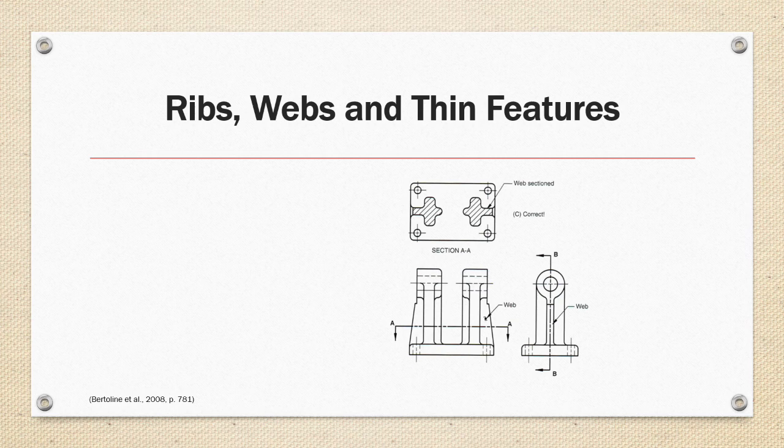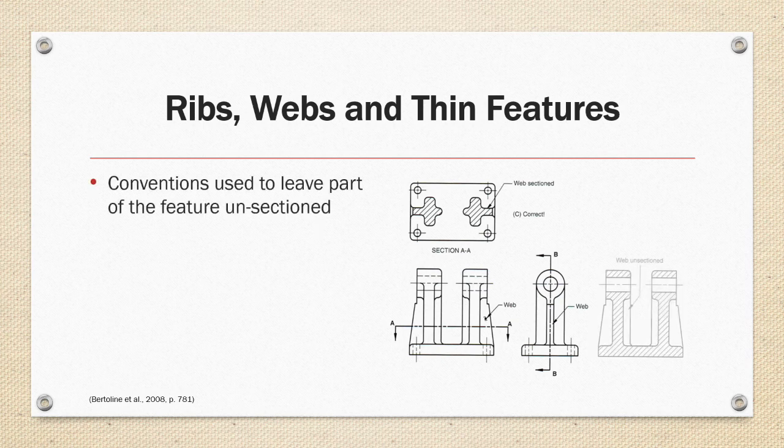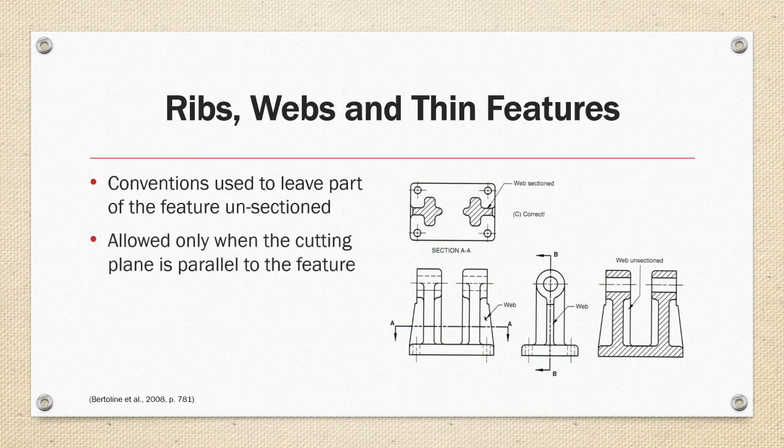But section BB, if we were to do a traditional cross section, would appear like shown on the right. And a convention has been added so that you can allow the display of a web section through a thin area and omit sectioning part of the feature. So the convention is used to leave part of the feature unsectioned to clarify the rib running in the opposite direction. This is only allowed when the cutting plane is parallel to the feature.